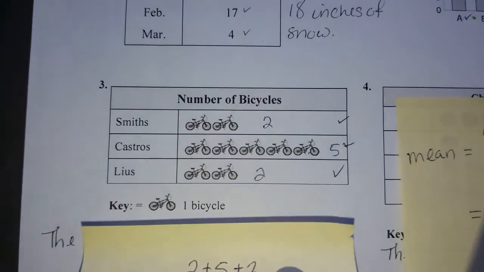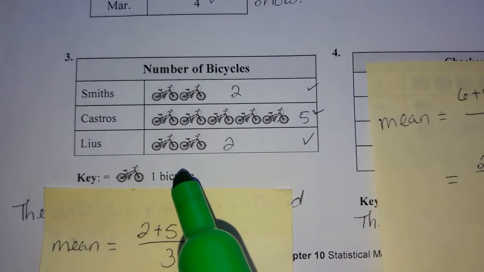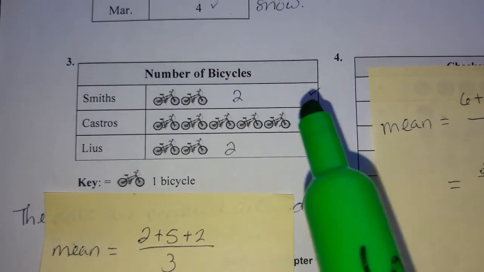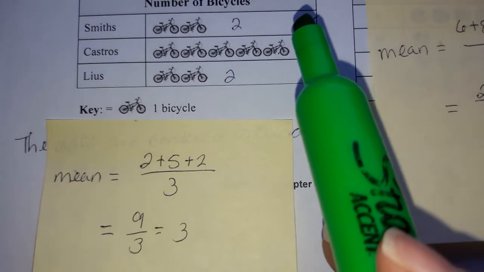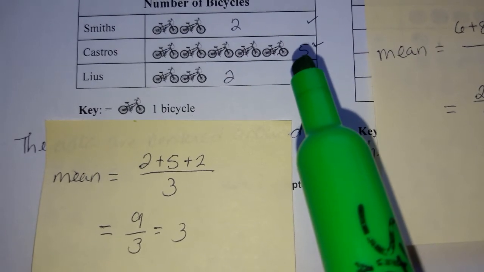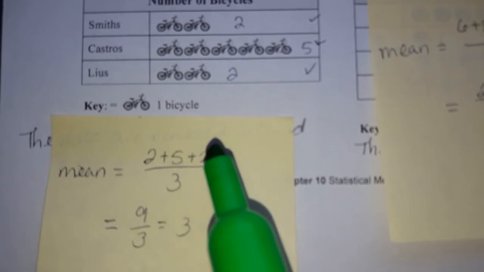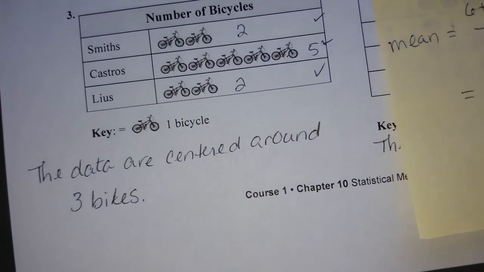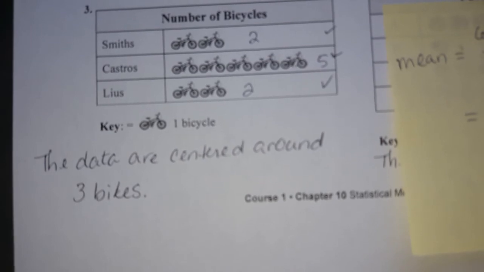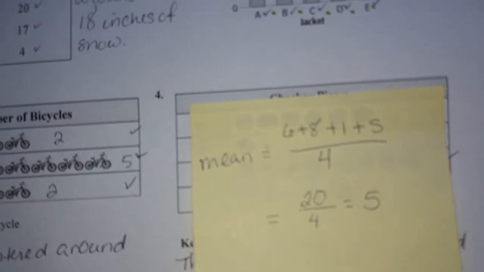I have another table here with bicycles. And one little picture of a bicycle is one bicycle, so I counted up, and I got 2, 5, and 2. So that's why I wrote 2 plus 5 plus 2. There are 3 bicycle shops, I guess, and so that's why I have divided by 3. So 2 plus 5 plus 2 is 9, then divided by 3 is 3. So the summary of the center of my data, the data are centered around 3 bikes. And finally, my last example.